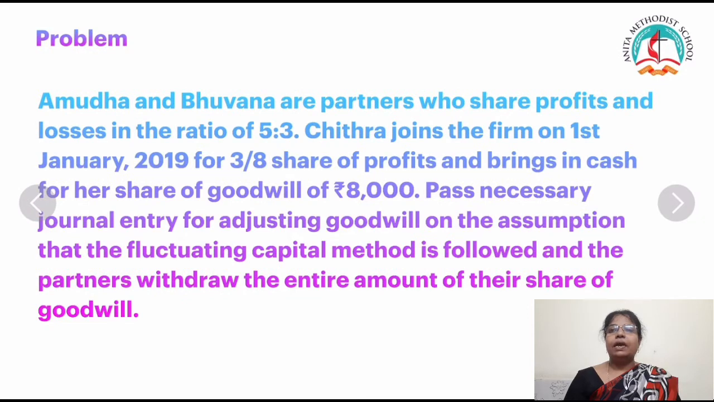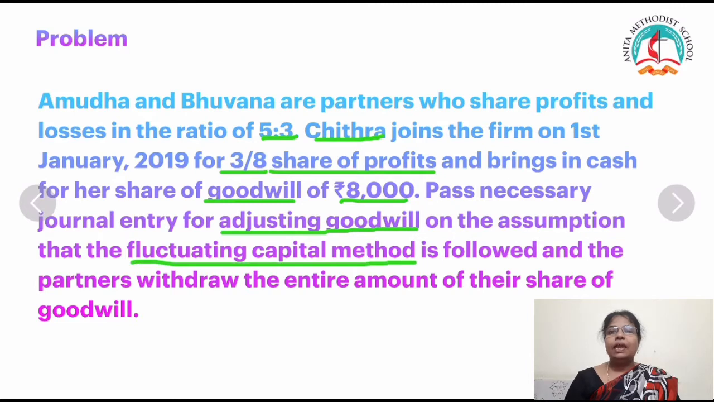Amuda and Bhuwana are partners who share profits and losses in the ratio of 5:3. Chitra joins the firm on 1st January 2019 for 3/8 share of profits and brings in cash for her share of goodwill of Rs 8,000. Pass necessary journal entry for adjusting goodwill on the assumption that the fluctuating capital method is followed and the partners withdraw the entire amount of the share of goodwill.